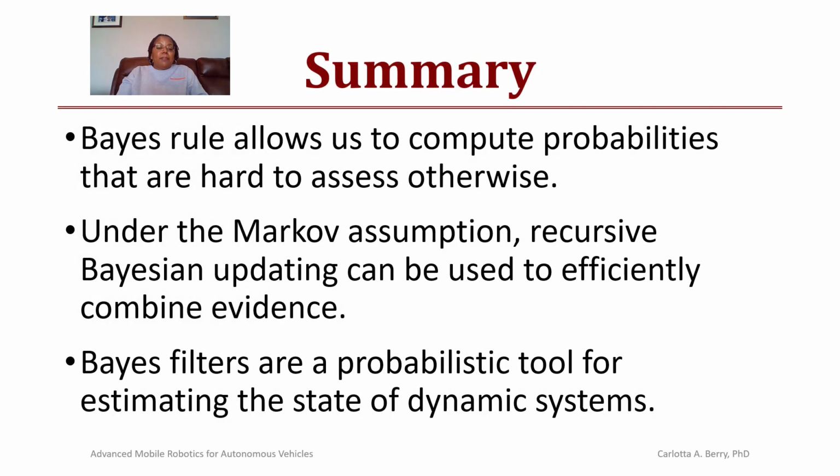So in summary, Bayes' rule allows us to compute probabilities that are hard to assess otherwise. For example, finding the probability of y by using just those summations and never having to find the probability of y. And then by using Markov independence assumptions and recursive Bayesian updating, we are able to efficiently combine evidence in order to increase our confidence of a certain state in the world in order for the robot to make a decision. And we know that these Bayes filters are really just a probabilistic tool for estimating the state of dynamic systems, and you will see this in the future.